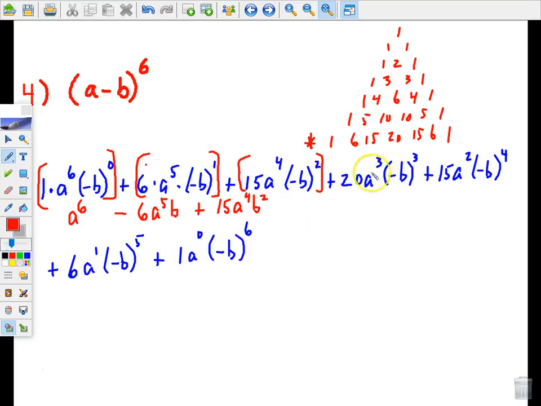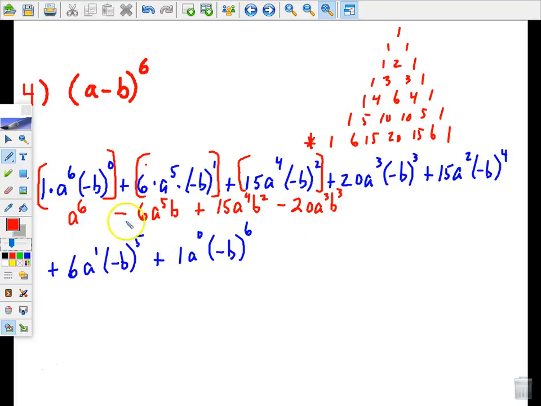Now let's work on this term. Again, negative b to the third, when I raise a negative number to the third power, it stays negative. So again, it's like there's a -1 coefficient. So 20 times -1 is -20a to the third b to the third.